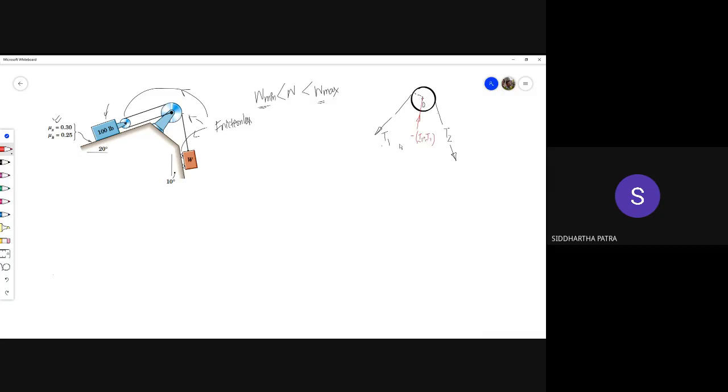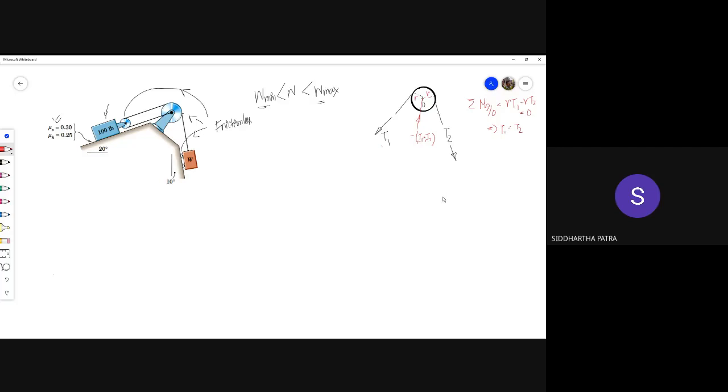Now, the fact that the magnitudes of T1 and T2 are the same is only true for a frictionless pulley. You show that the moment about O has to be 0, and that doesn't require this T1 plus T2 right here. It requires only R times T1 minus R times T2 to be 0, which basically gives us T1 equals T2 for a frictionless pulley.